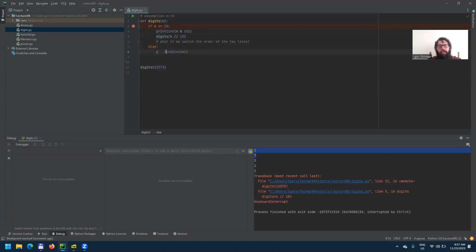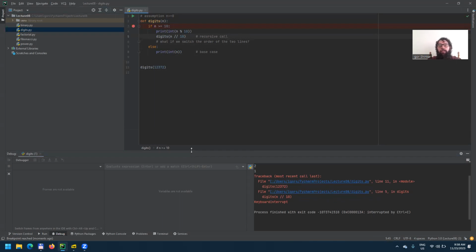Okay, so let me try to add some comments. This is the base case. And this is the recursive call. Okay, so we print the digits in the reverse order.